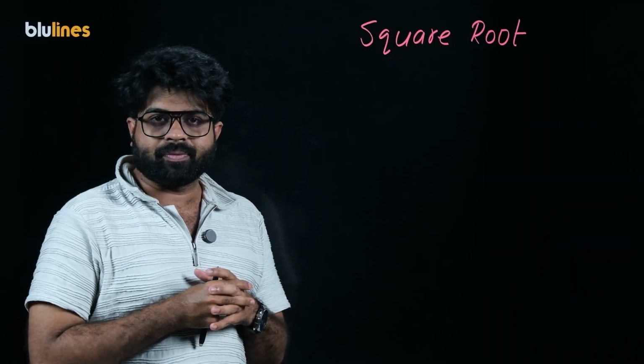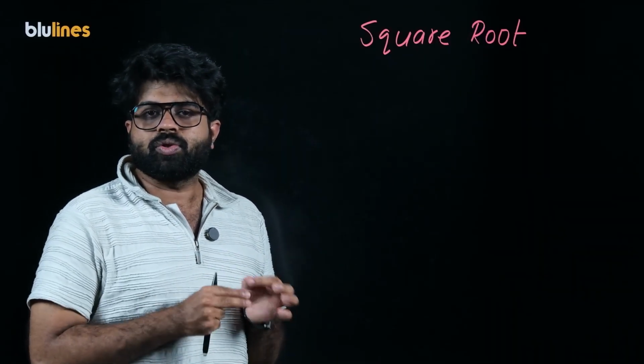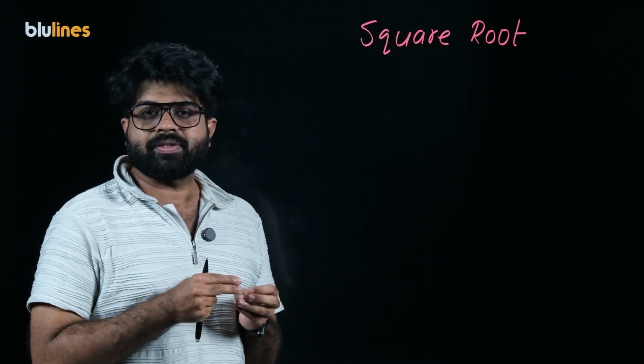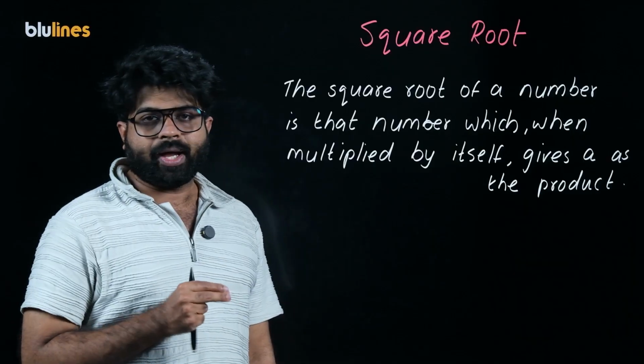So that's a square number. So 1 multiplied with 1 is 1. If I multiply 2 with 2, we have 4. If I multiply 3 with 3, we have 9. If I multiply 4 with 4, we have 16. And so on and so forth.